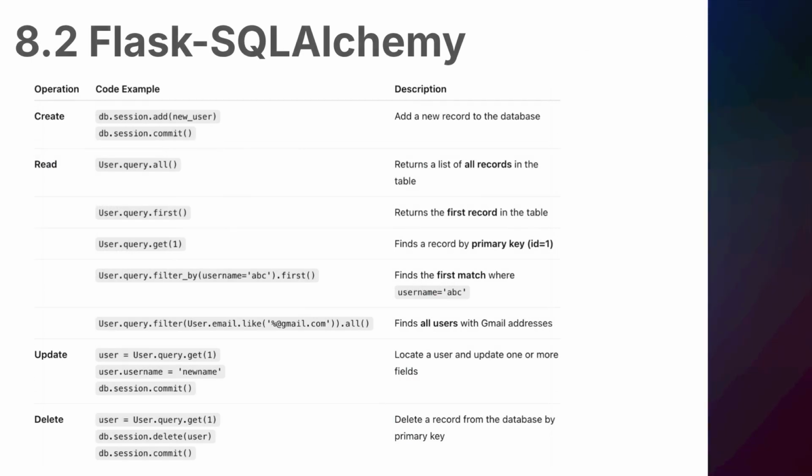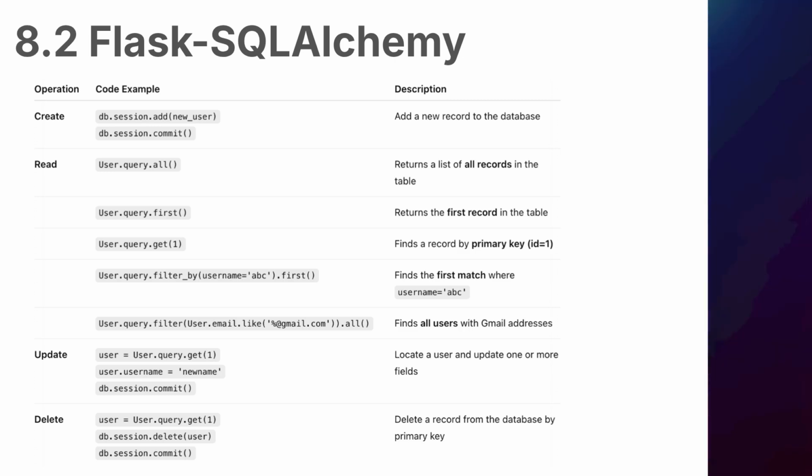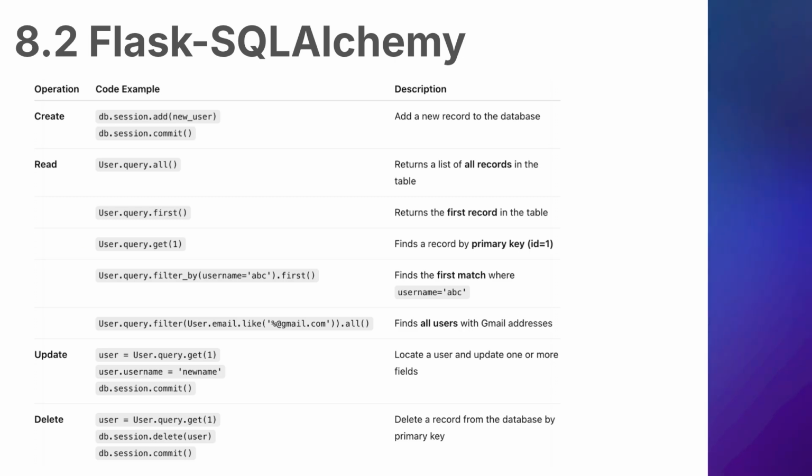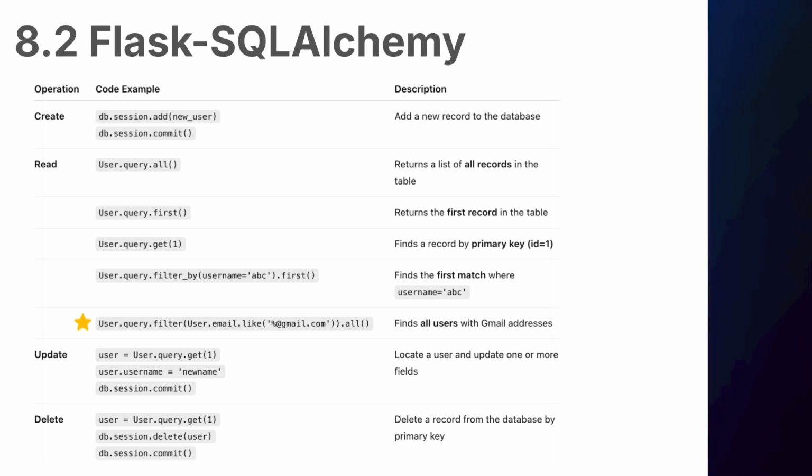This is the quick summary of CRUD operations. In this table, two more useful methods are added. The first one is query get. It finds a record by primary key. It's an ID number. Another one is query filter with like condition. It helps search for partial matches.